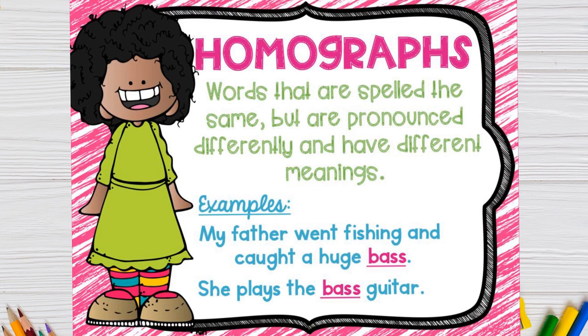Let's take a look at this first homograph pair. The first bass refers to a type of fish. I may say, my father went fishing and caught a huge bass. The second bass refers to the sound of the guitar. I may say, she plays the bass guitar.